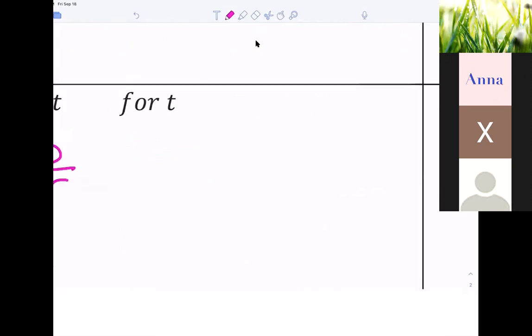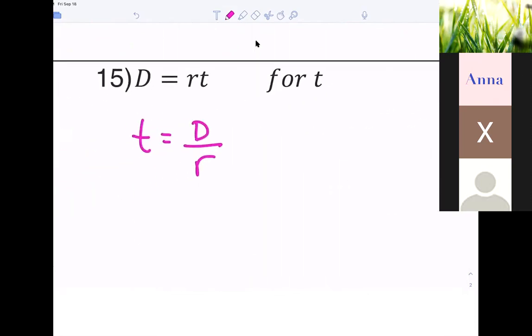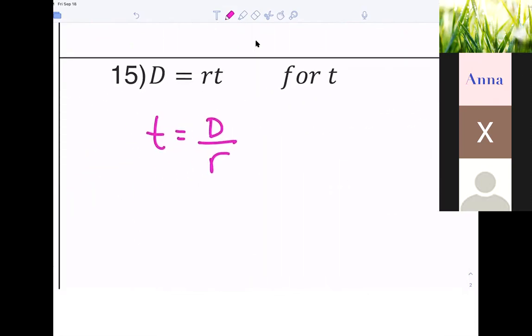William is up. 16. Uh-oh, he said wait. Why would it be t equals r to d? What are we dividing by, William? Tell me, what are we dividing by? Divide by r. Divide by r. So watch me. Divide by r, divide by r. Right? It definitely matters.